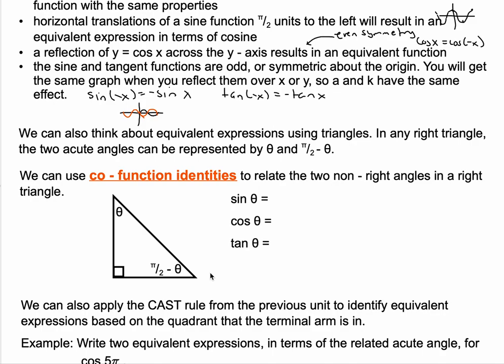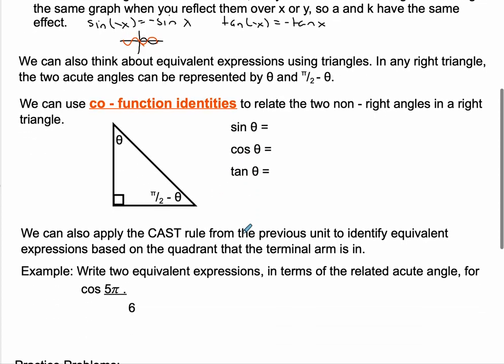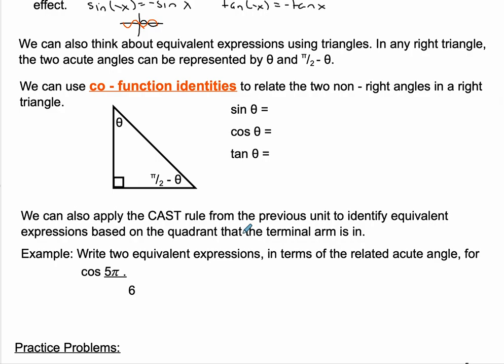So I don't know if some of you had watched some YouTube videos and that's why you thought that was okay yesterday. But this is where that actually comes in. I will ask you very specifically to use cofunction identities to write an equivalent statement. So make sure you know what cofunction identities are. And I'm about to show you, okay?